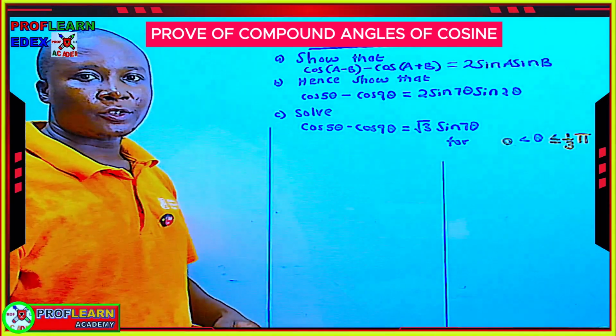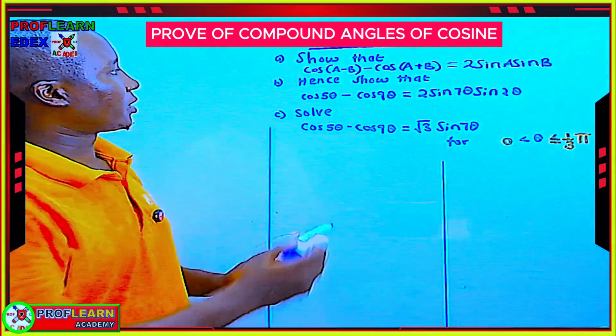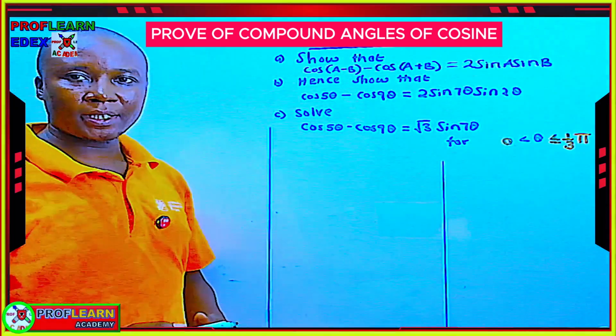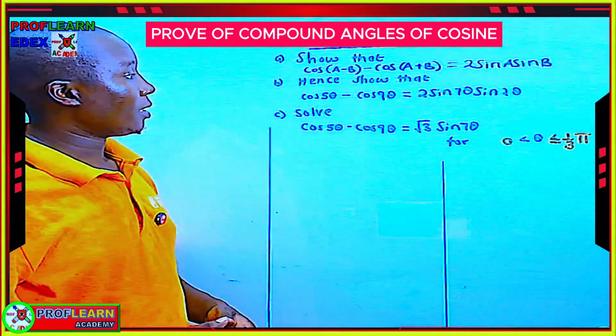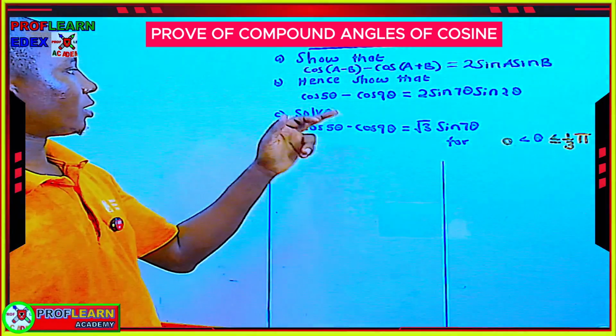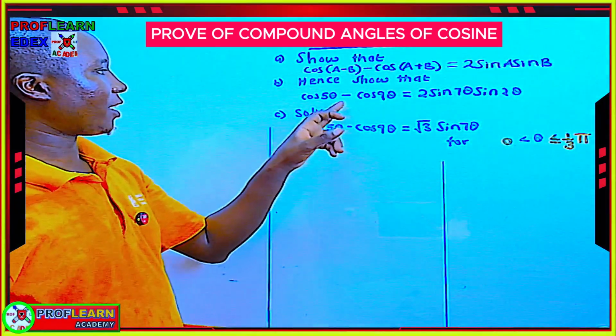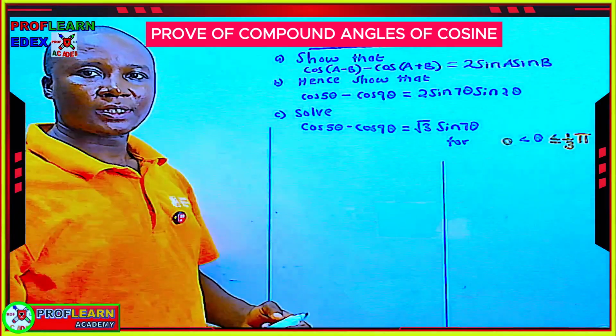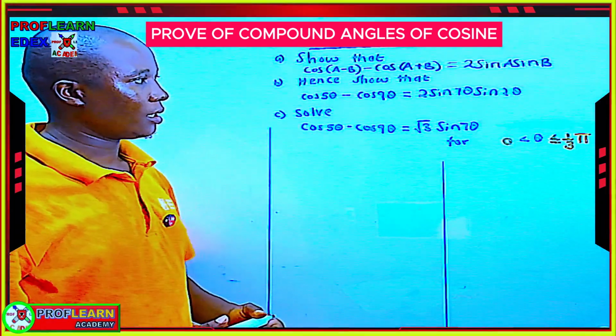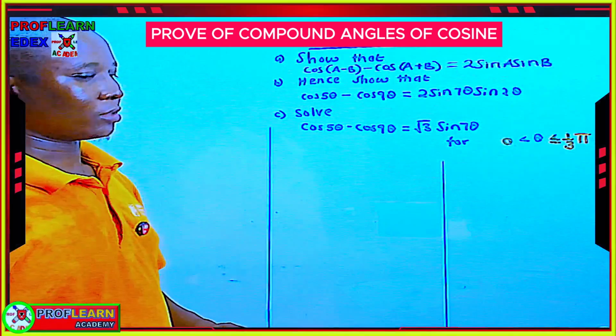In this question of trigonometry, we are told to show that cos(A − B) − cos(A + B) is 2 sin A sin B. And then we are supposed to use it to show that cos 5θ − cos 9θ is equal to 2 sin 7θ sin 2θ.